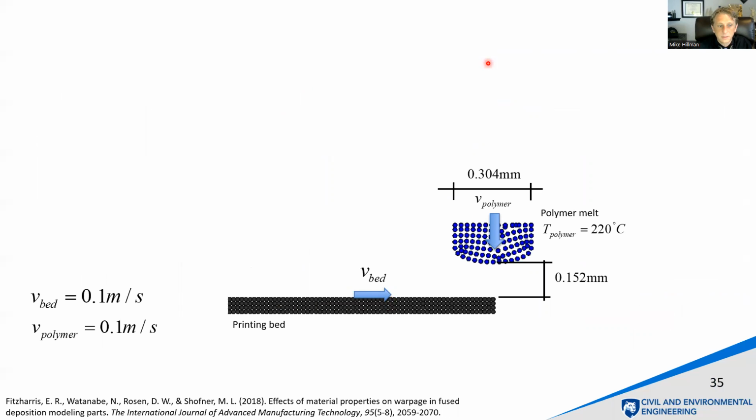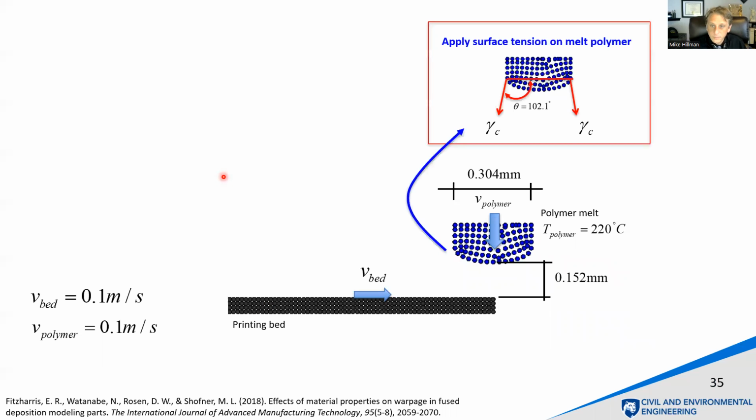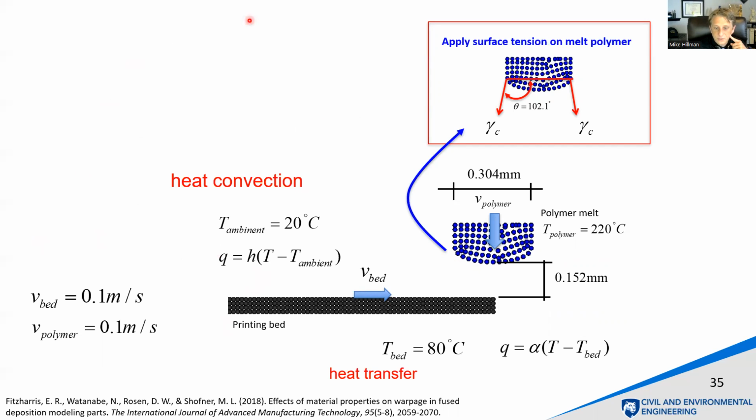Okay, so we have some confidence in our model, so we'll go to do the real thing. And as my students always find out when they do the real application, there's a lot of details you'll have to take care of, okay? So you have to apply the surface tension on these guys to get the right result. Heat convection with the ambient air, heat transfer with the bed.